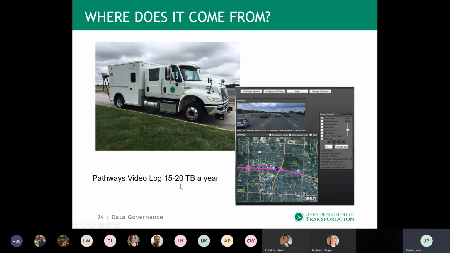We also have the Pathways video log. One thing I'll say about that right now, because I'm running out of time, is that they collect a large data set every single year, 15 to 20 terabytes. They're storing 3 years of data in production archives, and then archiving the rest off to slower data centers, but they're still maintaining that data.